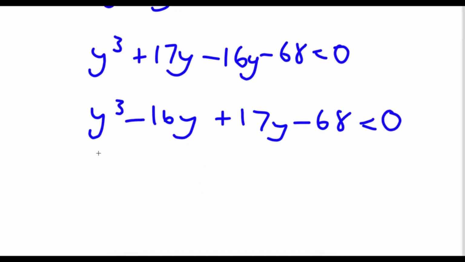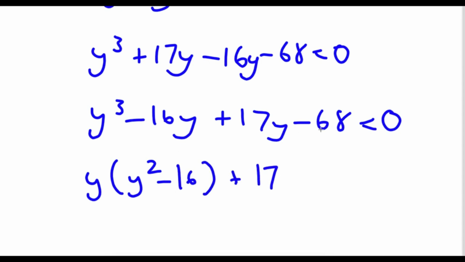Now I'm going to factor by grouping. So from y to the power of 3 minus 16y, I'm going to factor out y. Y to the power of 3 divided by y is y squared, minus 16y divided by y is 16. Then I have plus 17y minus 68. I'm going to factor out 17. 17y divided by 17 is y, and 68 divided by 17 is 4.